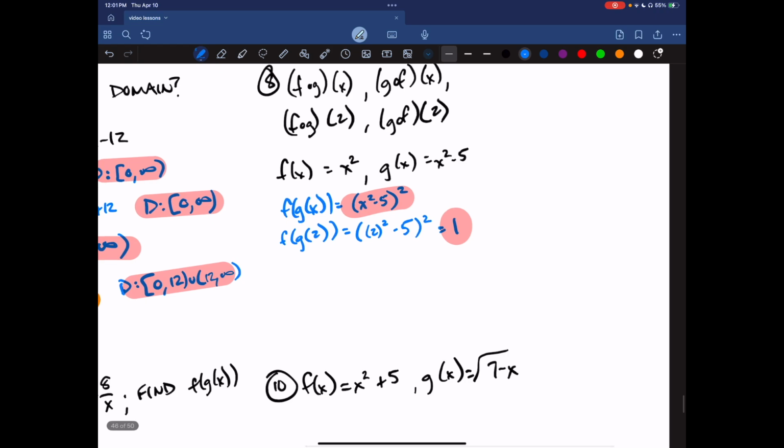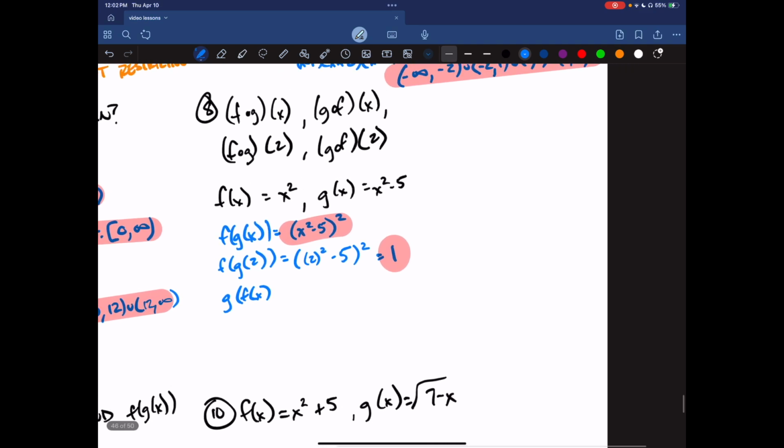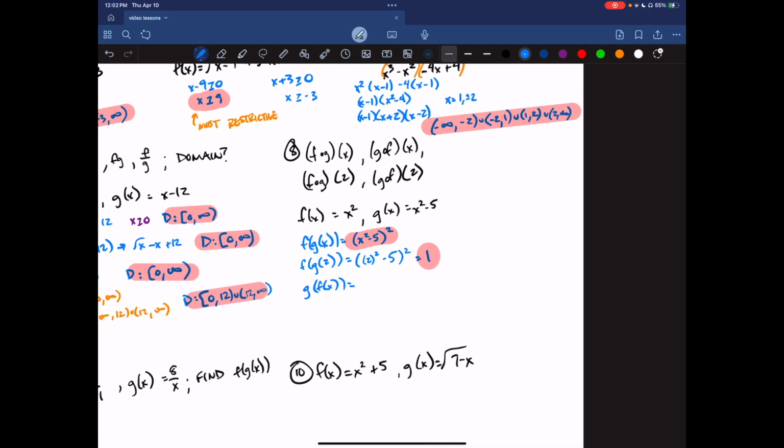Then on the next part, I'm going to take g and plug it into f. That's going to take x squared, square it, minus 5. So that's going to be x to the 4th minus 5. Then you have g of f of 2, and that's going to be 2 to the 4th minus 5. That's 16 minus 5, which is 11. And that's how it's done.